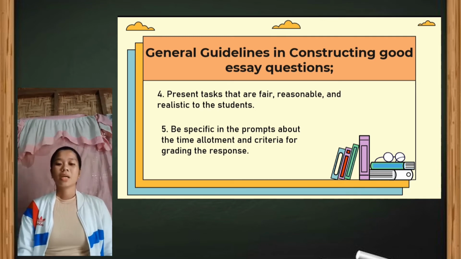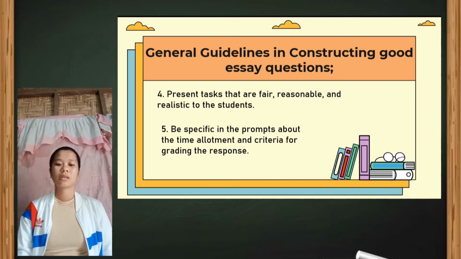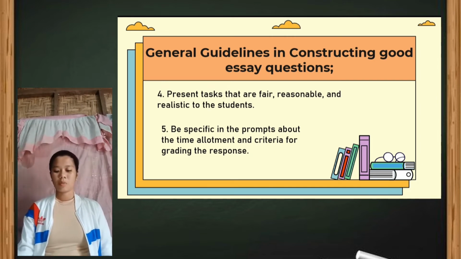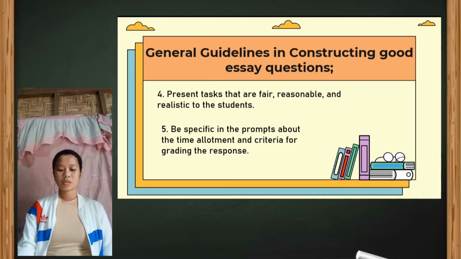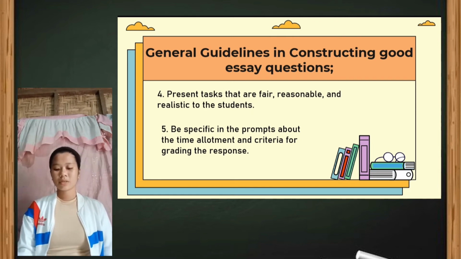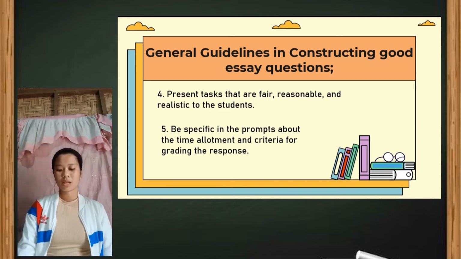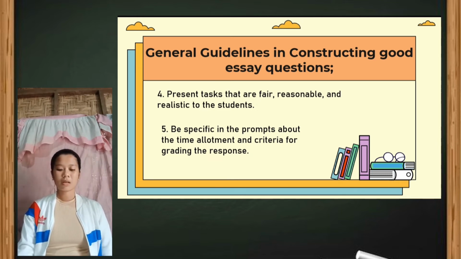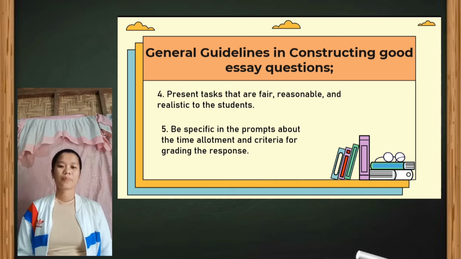Number 5, be specific in the prompts about the time allotment and criteria for grading the response. So here in number 5, essay prompts and directions should indicate the approximate time given to the students para magabayan sila kung gaano ba kahaba ang oras ng kanilang pagsagot sa bawat item. So yun lang po.